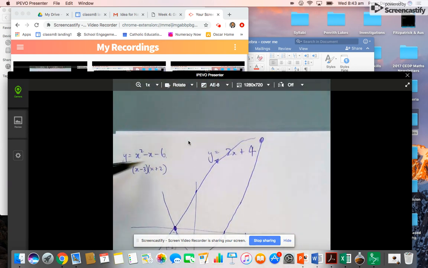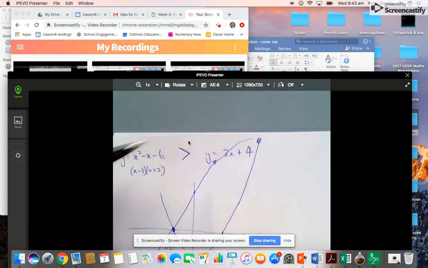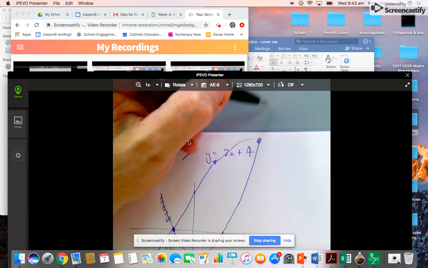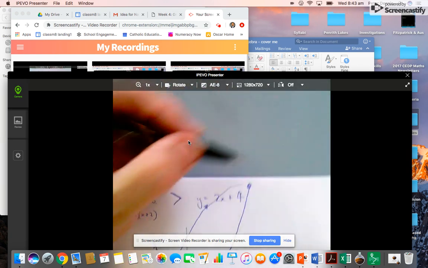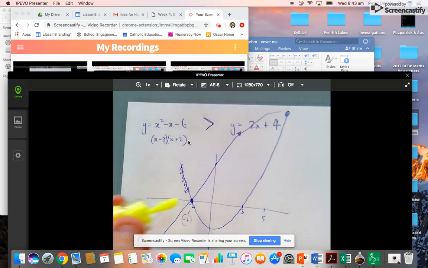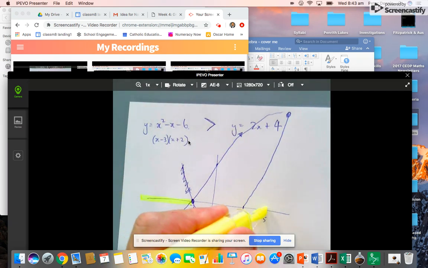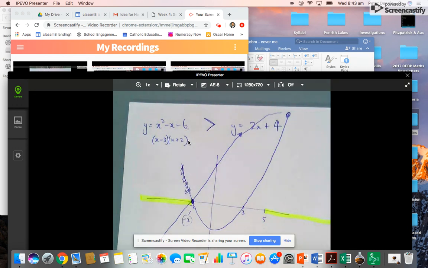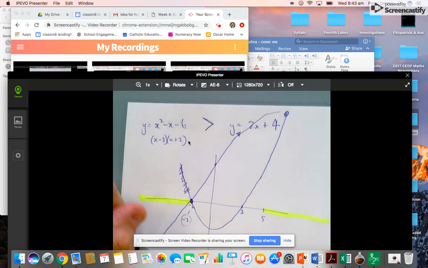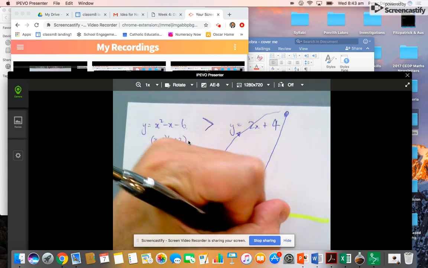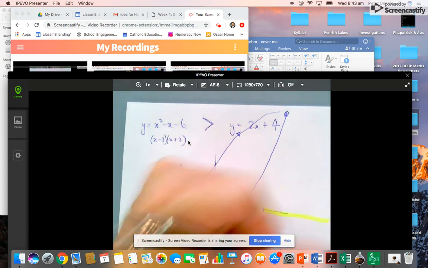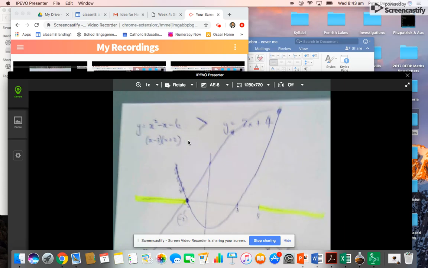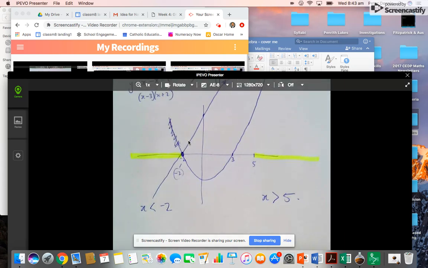And where is this parabola greater than the line? It is bigger than the line here. You can see that it's above the line, and it will be above the line when it crosses off the page up here. So for these values and for these values, it's bigger than. So that's the other way to do it. And again, we can write this as x is less than minus 2 and x is greater than 5. I'm not sure if I wrote that on the last one, but obviously you need to write your answer too, which I forgot to do on the first one.